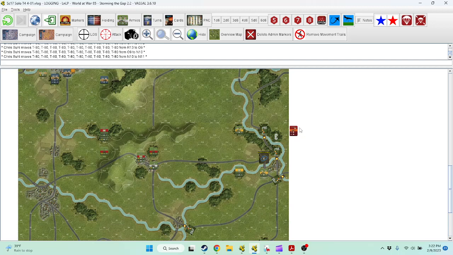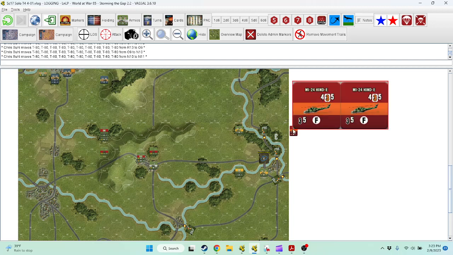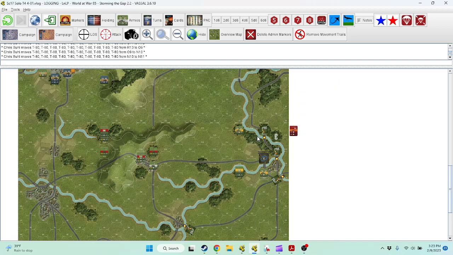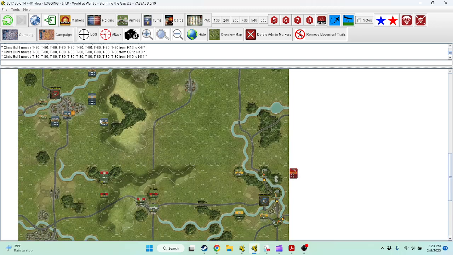The Soviets have helicopter reinforcements available. The venerable and much feared Mi-24 Hind helicopters. They can enter anywhere on the south edge of the map, so they can come in here and try to soften up this American formation, or they can try to make it over here to help out the tankers if they think that the tankers need help.